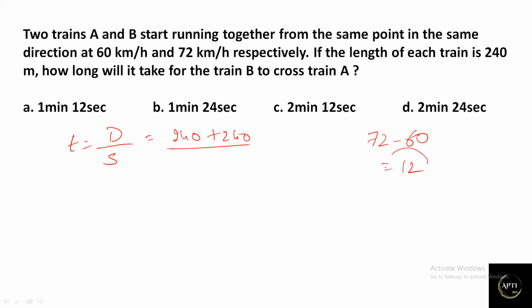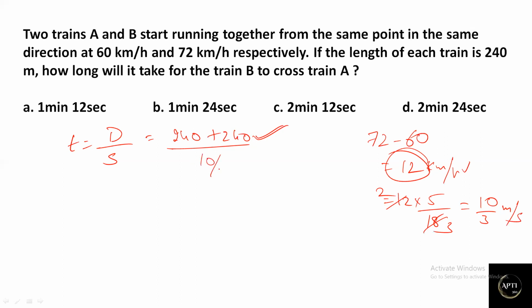Still, I can't substitute the 12 value in the denominator because it is in kilometers per hour. In the numerator, we have considered 240 and 240, which is in meters. So we can write it as 12 kilometers per hour into meters per second, 5 by 18. 6 two times, 6 three times. 5 into 2, 10. 10 divided by 3 meters per second. Now I can substitute 10 by 3, which is in meters per second.